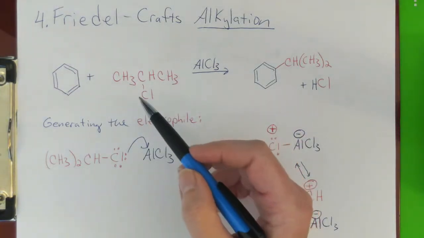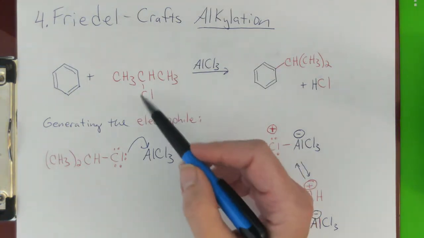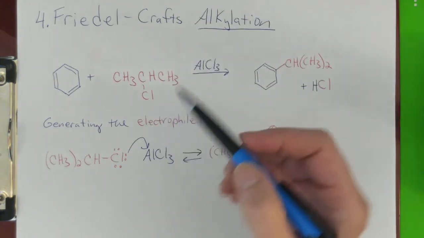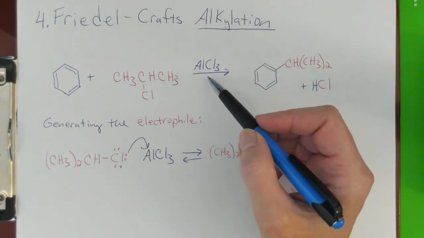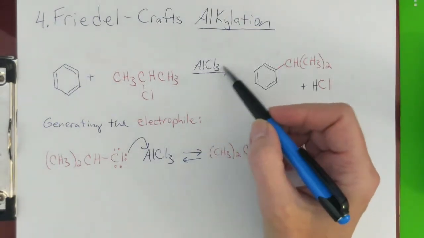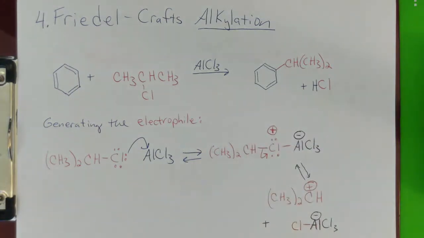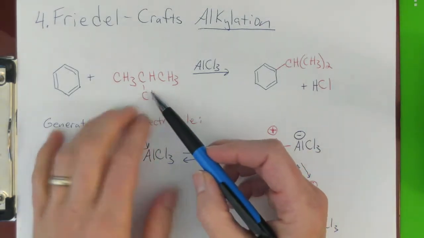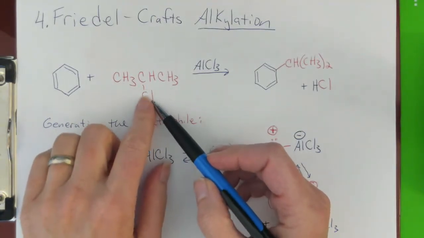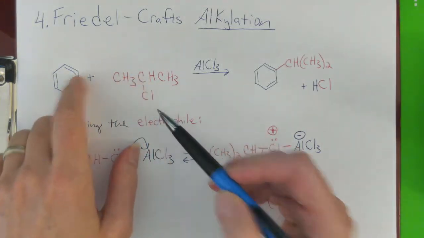The most common way is using an alkyl halide. An alkyl chloride is what we're using here. And the catalyst for this reaction is aluminum chloride. Remember, I mentioned in the previous video that these metal salts are really good Lewis acids, so they can accept a pair of electrons. And we're going to rip off the chlorine here and make a bond from this carbon to the benzene ring.